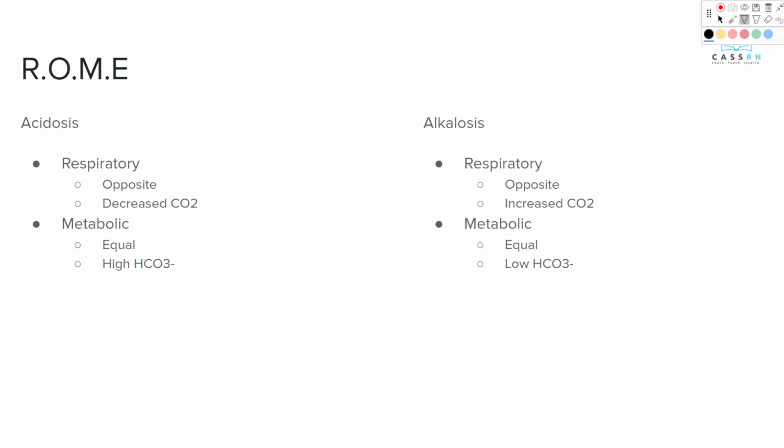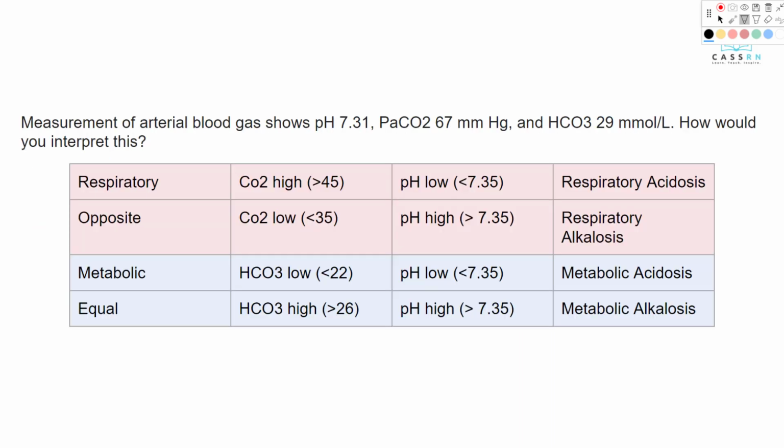So this is just another way of explaining that same thing, that with acidosis, respiratory is opposite. So this means that you've got a decreased CO2, and then with the metabolic is equal, that's going to mean a high HCO3. And then with alkalosis, you're going to have an increased CO2 and a low HCO3. So I made a table on this next page here. We've got the same concept here that we're going to look at, but we've got this table to help you understand this first one that we're going to go through. So an easy way to do this is to just come down and we're going to write out ROME.